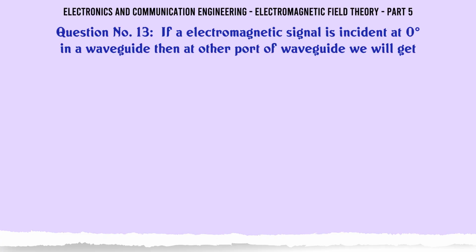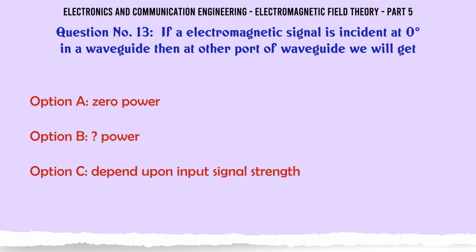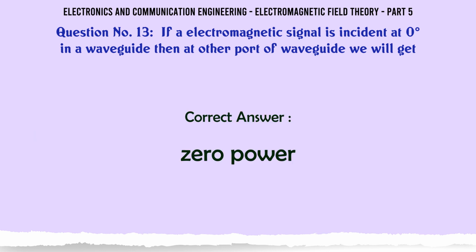If an electromagnetic signal is incident at 0 in a waveguide, then at the other port of the waveguide we will get A. 0 power. B. power. C. depends upon input signal strength. D. depends on frequency. The correct answer is 0 power.